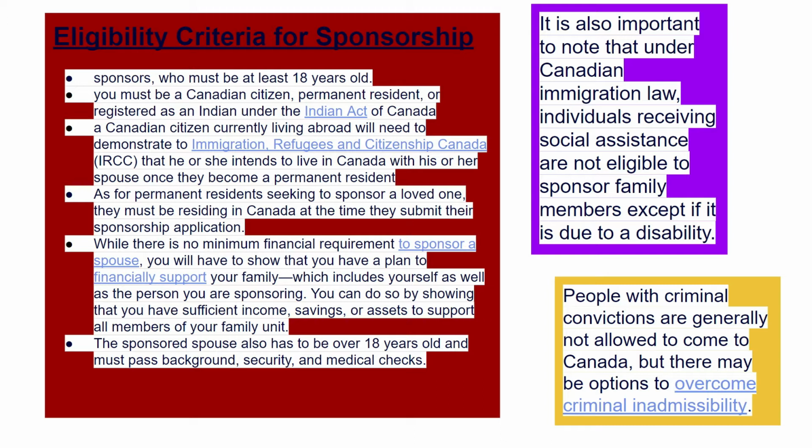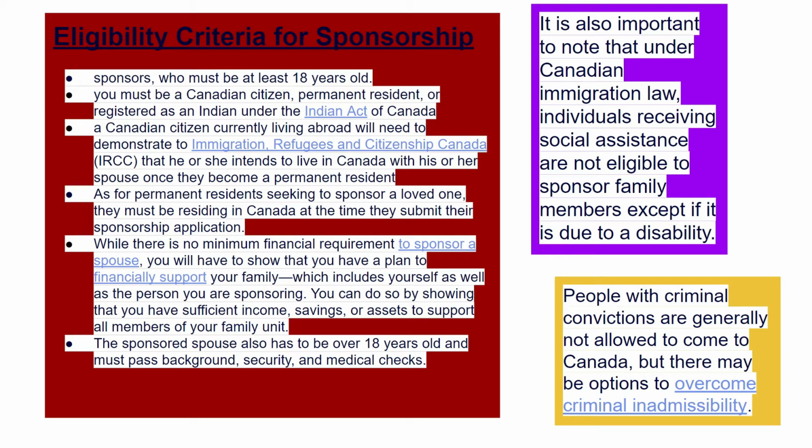If you are a Canadian citizen currently living abroad, not living in Canada right now, but you want to sponsor your wife from Pakistan, you have to assure IRCC that once your spouse or your common law partner becomes a permanent resident of Canada, you will stay with them in Canada. If you are not a citizen but a permanent resident of Canada and you want to sponsor your wife, then you must be here in Canada.